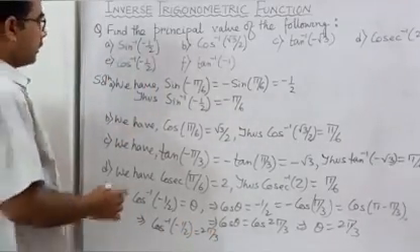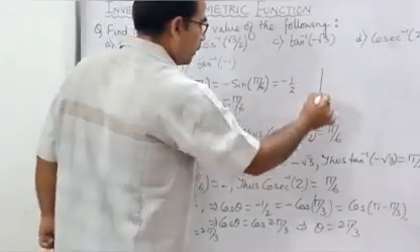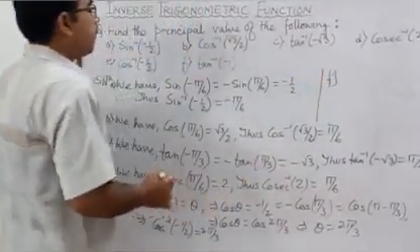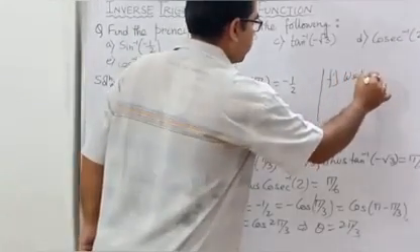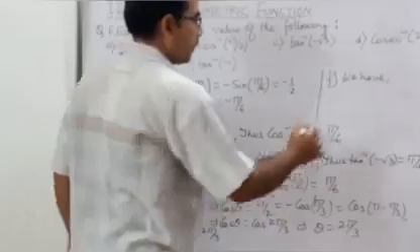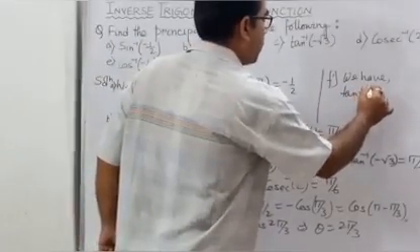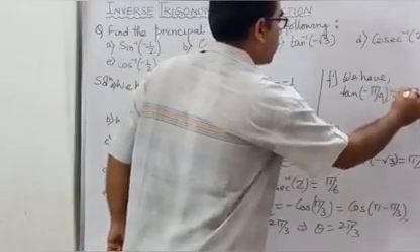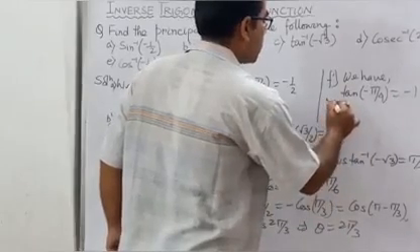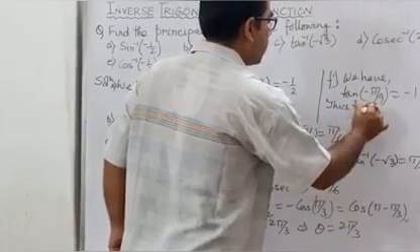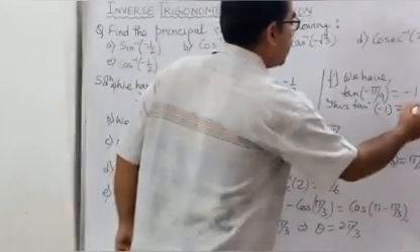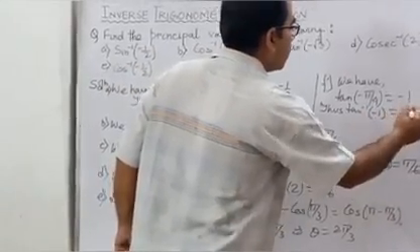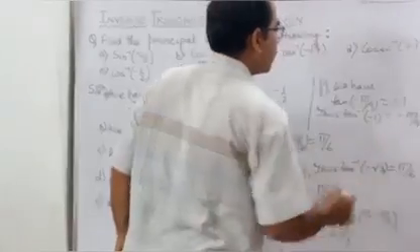And the last one, that is F, I am doing over here. F is what? Tan inverse minus 1. So here we have tan minus pi by 4 equal to minus 1. So thus tan inverse minus 1 will be minus pi by 4. Correct?